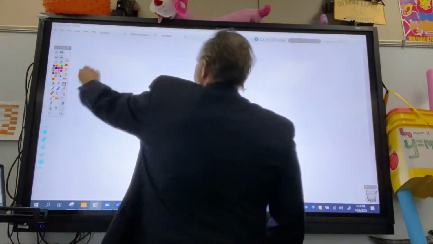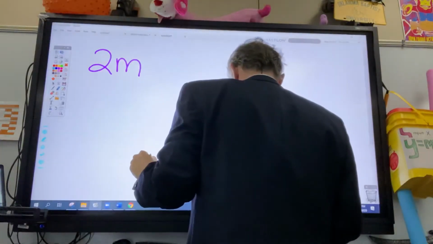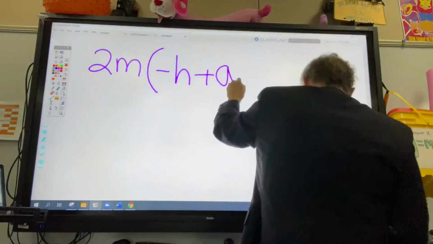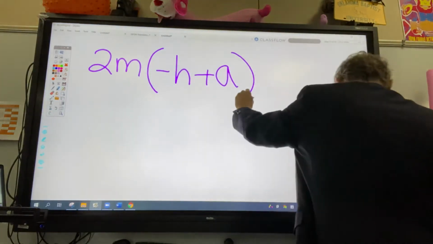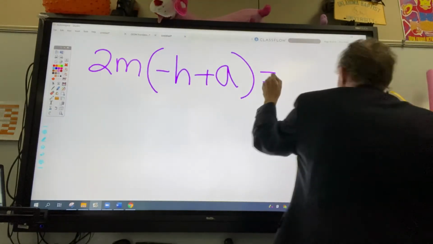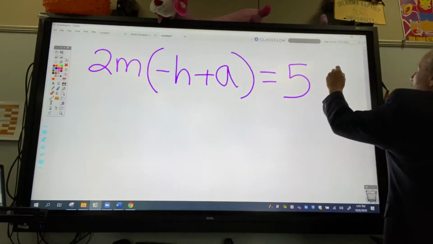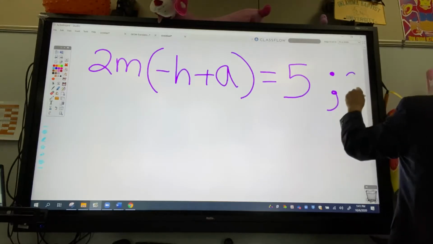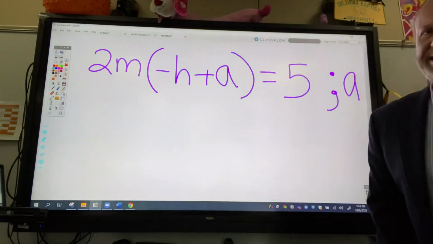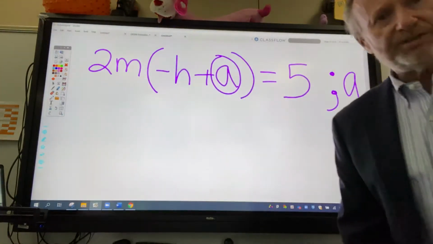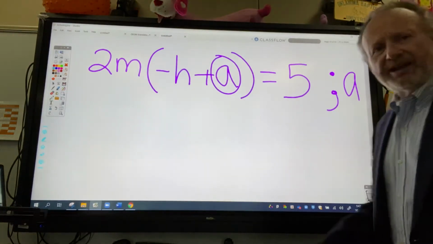All right. I have 2m(-h + a) = 5. 2m minus h plus a equals 5. Okay? Now, by the way, I need to know, what am I solving for? Well, I'm solving for a. Whoo, man, that's buried deep in this problem, isn't it? How are we going to get rid of that? Step 1, circle the variable you're solving for, and then we got to get rid of everything around it.